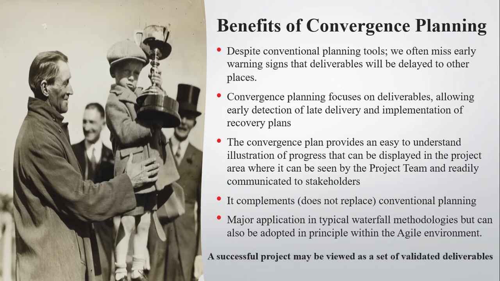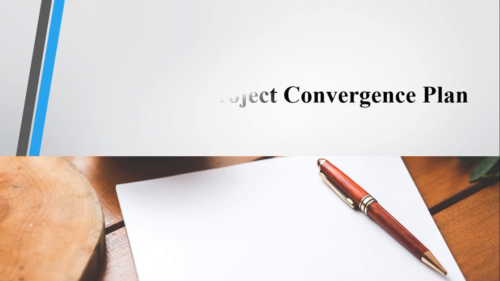A successful project may be viewed as a set of validated deliverables. Have we achieved and got it? Yes. If we have, tick. Let's move on. So we've talked about the convergence plan, we've talked about the principles, we've talked about the benefits of it right now. Let's look at how we build one up.